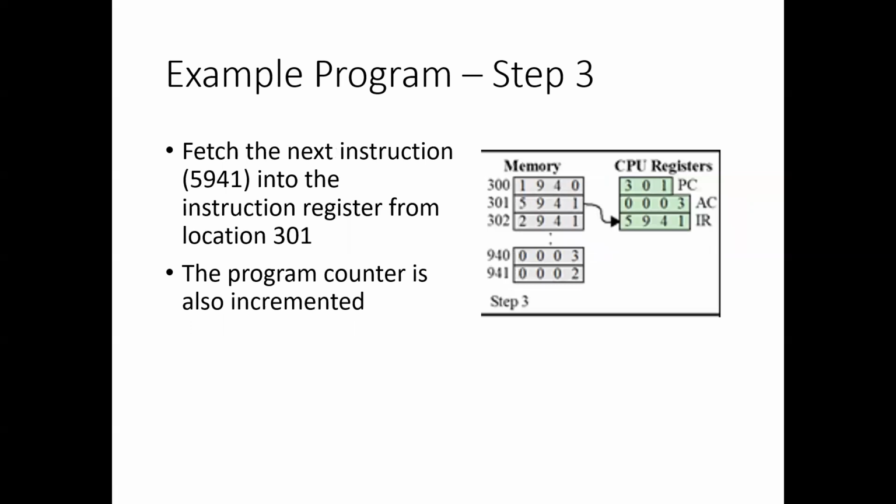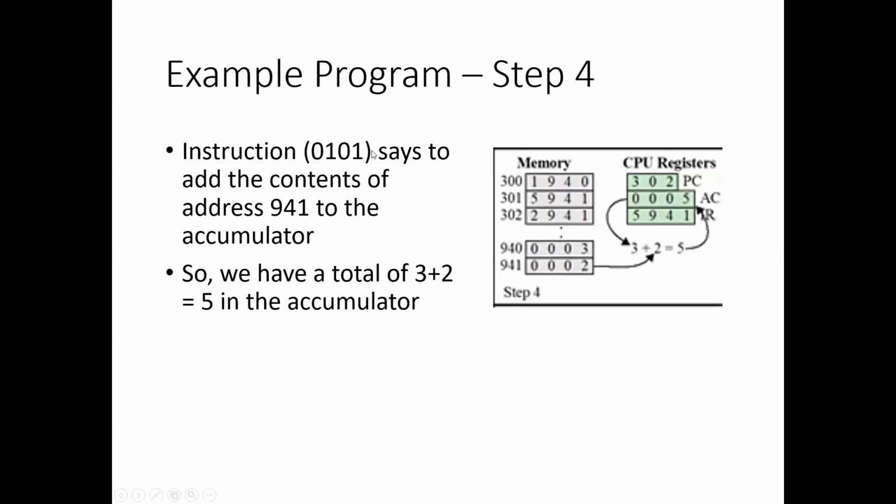Then we fetch the next instruction, which is 5941, into the instruction register from location 301, and then increment the program counter to move it to 302. So instruction 0101, which corresponds to 5 in hexadecimal, says to add the contents of the address 941 to the accumulator. So we've added a total of 3 plus 2, that's equal to 5 in the accumulator.